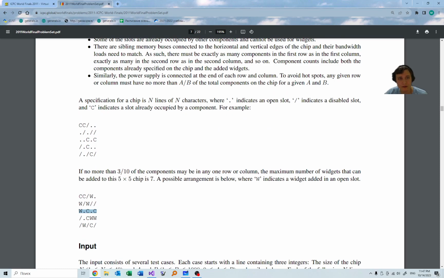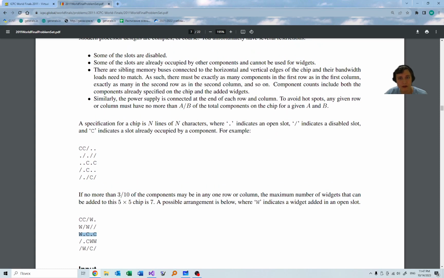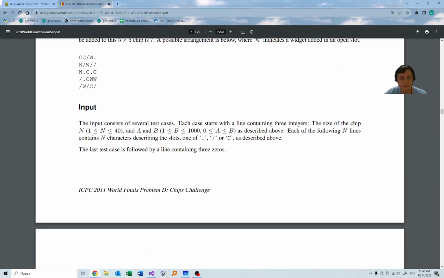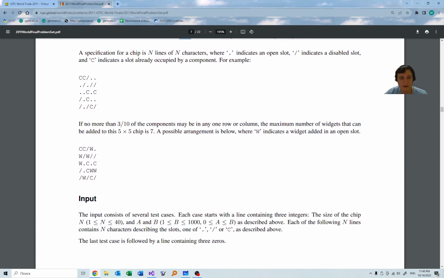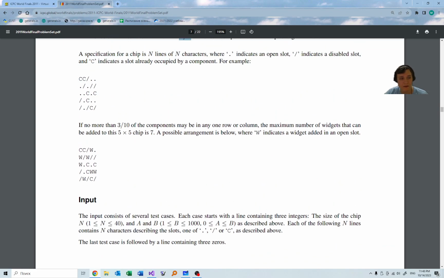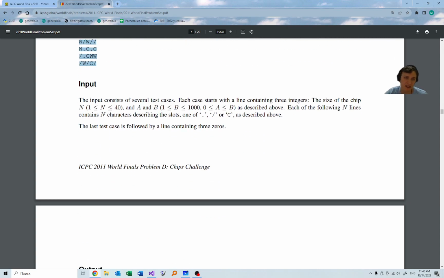And also, there should be no more than A over B of the chips in any row and in any column. So this is the problem. If this is possible to do, we should output the arrangement. Otherwise, we should print that this is impossible.